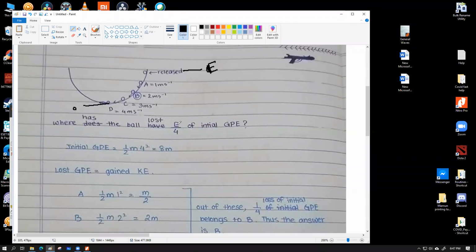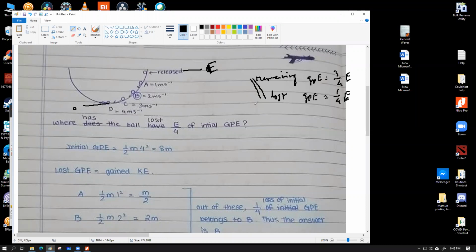So কোথায় 1/4 energy loss হয়েছে? তার মানে রিমেইনিং জিপি কত হবে? We are trying to find out a level where the remaining GP should be how much? 3/4. এটা কি বুঝতেছো? মানে লস জিপি হইতে হবে 1/4 and remaining GP হইতে হবে 3/4. Now, this information can be calculated out, but this is not very useful for us.